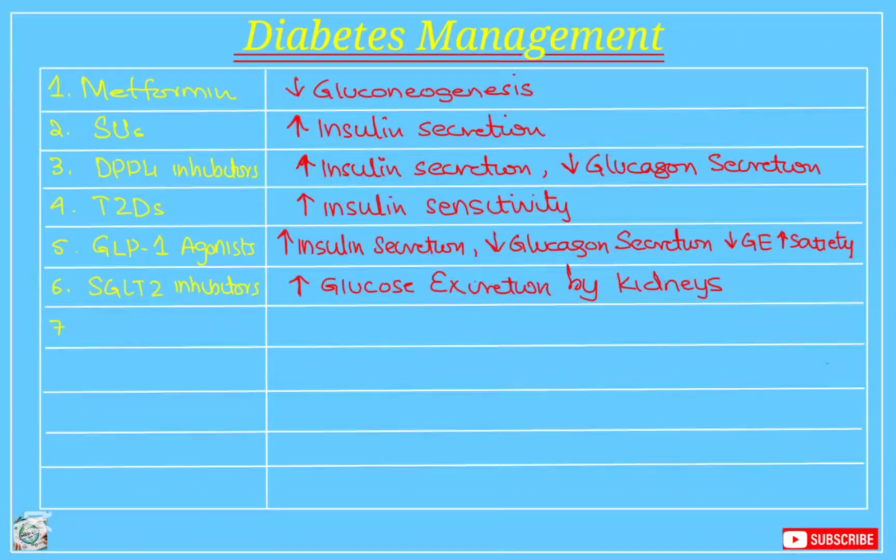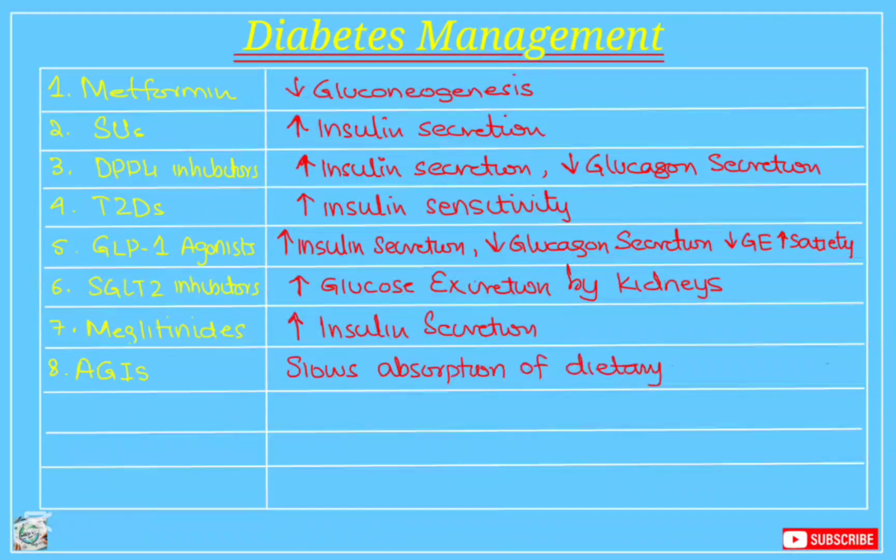Then we have meglitinides. They work similar to the sulfonylureas by stimulating the insulin secretion, but they have a shorter duration of action, so they are often taken before meals. Coming to the alpha-glucosidase inhibitors, they work by slowing the absorption of dietary carbohydrates in the intestines, which means a slower rise in the blood sugar after meals.